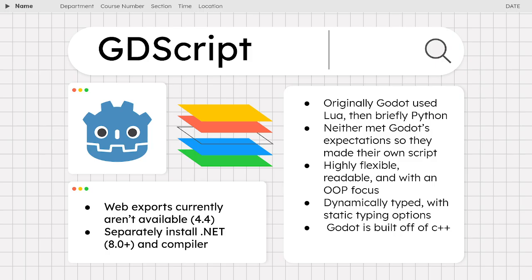Their goals were that they wanted it to be highly flexible. They wanted it to be very lightweight, so that's why it's built off of C++. But they also wanted it to be very readable, so it looks nothing like C++, it looks like Python. But they also wanted it to be object-oriented focused. So Lua was kind of out of the realm of possibility because Lua has a very odd way of doing object-oriented programming. So it's dynamically typed, but it has static typing options, and I do recommend using static typing wherever possible, just because it helps with debugging, because Godot can warn you about errors ahead of time if you're misusing a function or reassigning a value to some variable you're not meaning to.